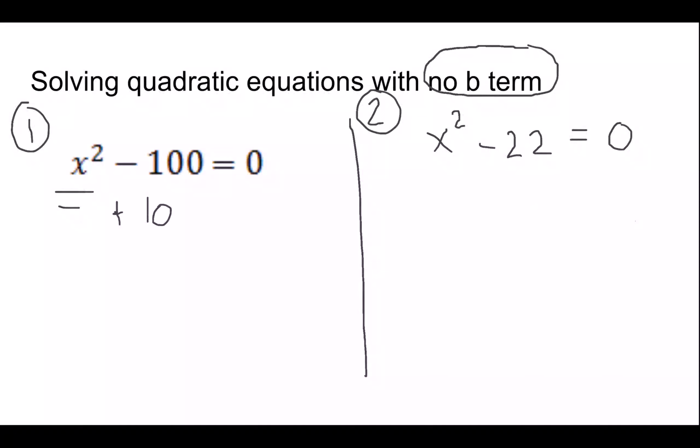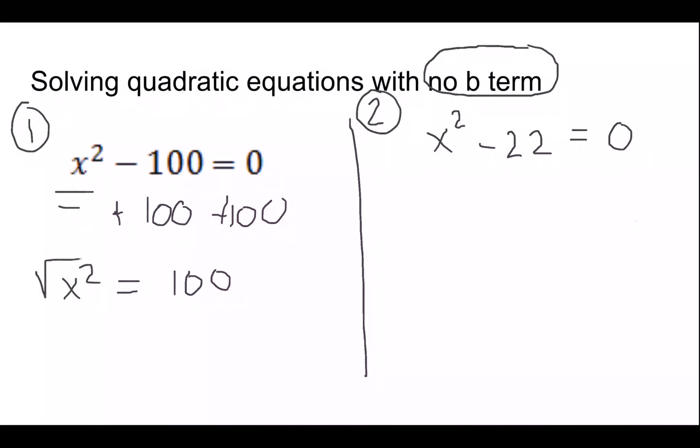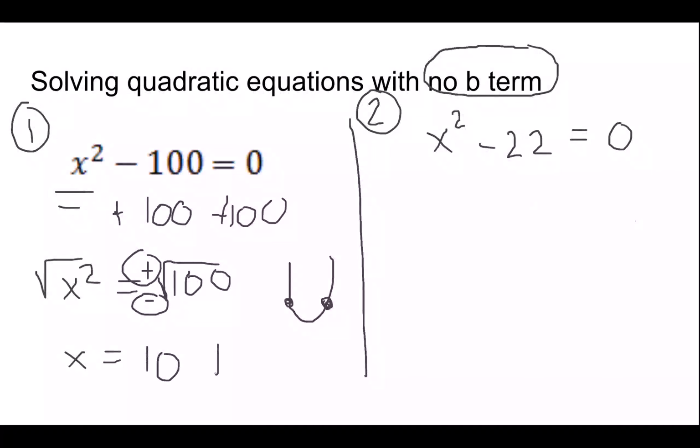I'm going to add 100 to the other side, and I'll get x squared equals 100. Then I'll just take the square root. When you take the square root of that, you need to realize that you should have two answers because you have a U shape. So you're going to have a positive side, which is why I put a plus, and a negative side, which is why I put a minus. That would give me x equals positive 10 and x equals negative 10.